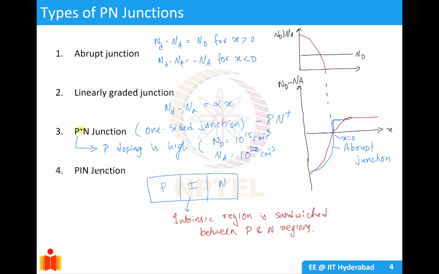Next is the PIN junction, where between a P and N you insert an intrinsic region for a slow change from P to N. You insert a small intrinsic region in between the P and N regions.